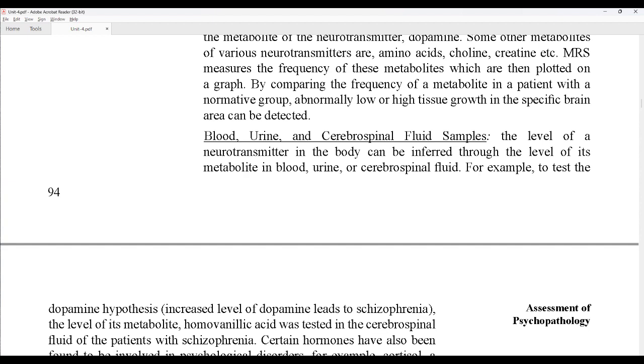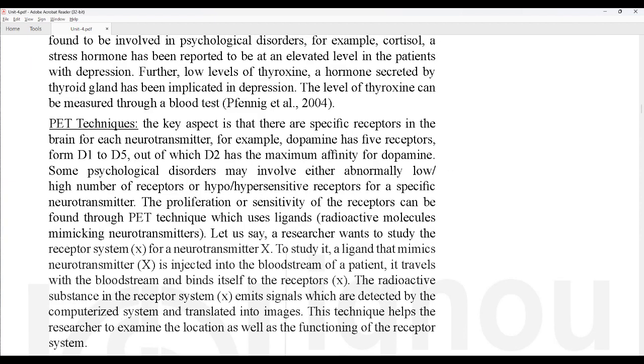Certain hormones have also been found to be involved in psychological disorders. For example, cortisol, a stress hormone, has been reported to be at an elevated level in the patients with depression. Further, low levels of thyroxin, a hormone secreted by the thyroid gland, have been implicated in depression. The level of thyroxin can be measured through a blood test, Fenig et al.